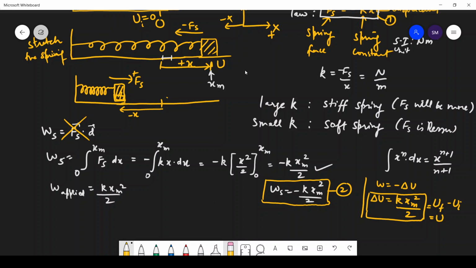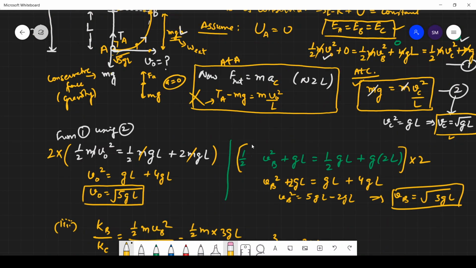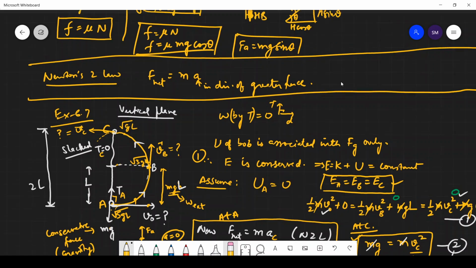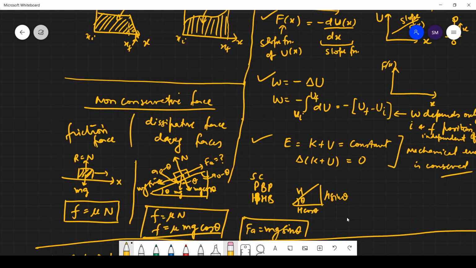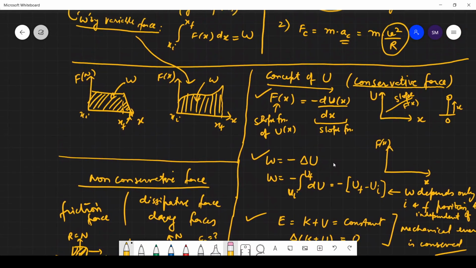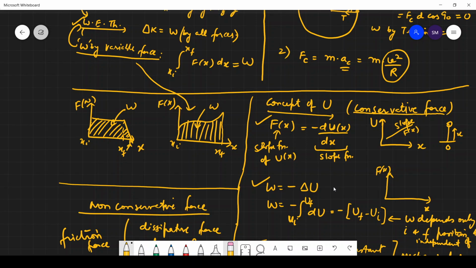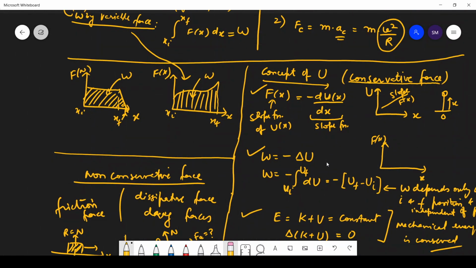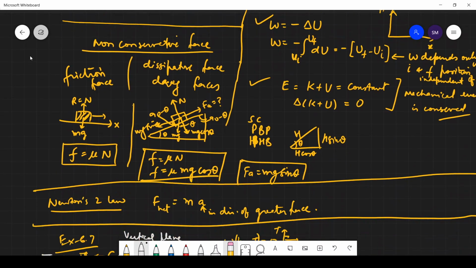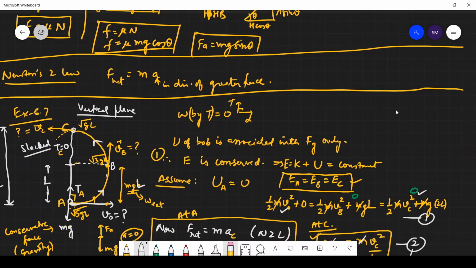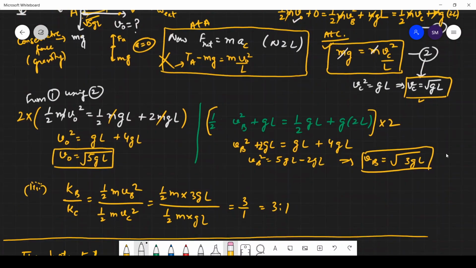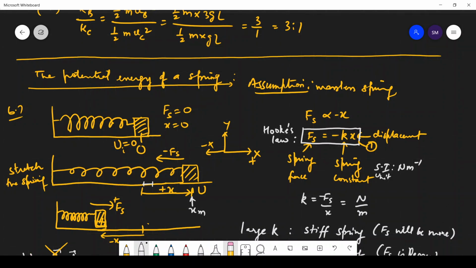Students, if you want to verify it, remember we started our lecture with this formula: Fx equals minus du by dx. That's another way of writing it. Work done is equal to minus delta U. That's another way of writing it.